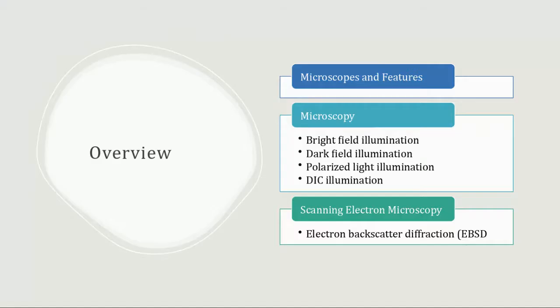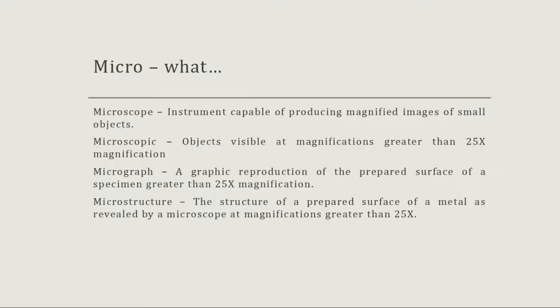So looking at an overview, we'll go over the microscope and some of its features. Some of those features it's good to know, especially if you are looking for the best quality imaging. And then from microscopy, we'll look at the different illuminations that you can use and their advantages. And I totally forgot to add the electron backscatter diffraction, but I will talk about that later.